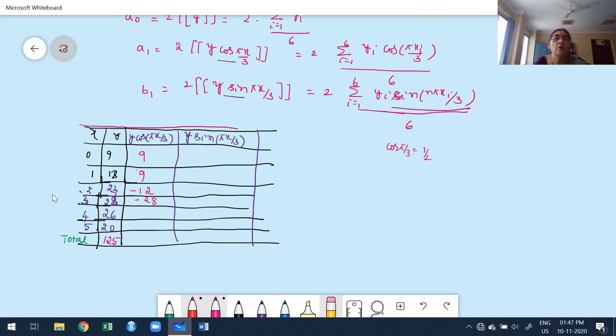Next, 4. Cos of 4 pi by 3 is nothing but again minus half. Minus half into 26 is nothing but minus 13. Similarly, 5: cos of 5 pi by 3 into y. Y is 20. Cos of 5 pi by 3 is half. Half into 20 is 10.